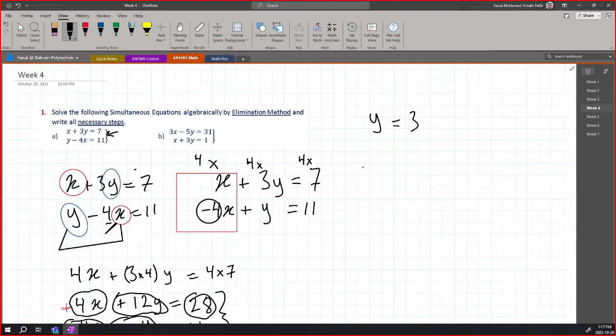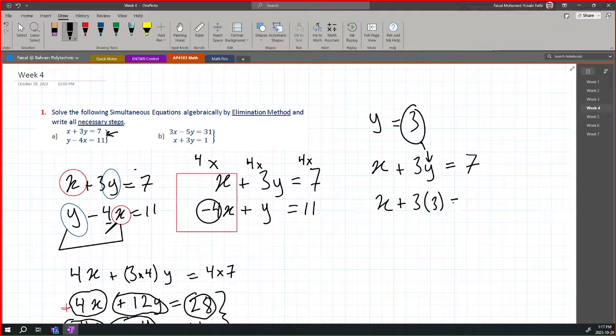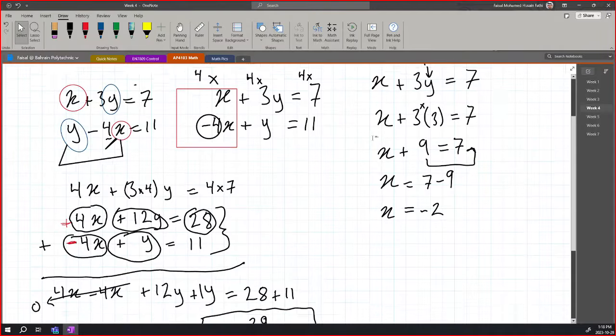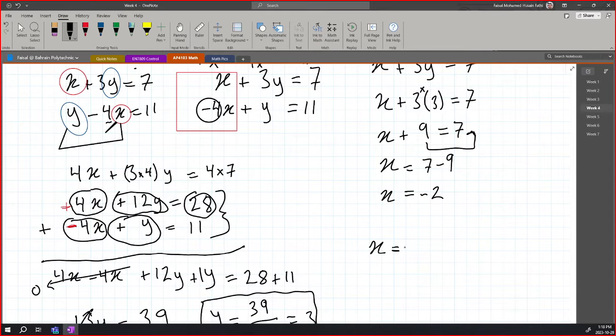So let's, for example, take the first equation, which is x plus 3y is equal to 7. We will substitute for y here, we just put 3 in its place. So x plus 3 into 3 is equal to 7. This is basically multiplication. X plus 3 times 3 is 9, is equal to 7. And x is equal to, if we take the 9 to the other side, 7 minus 9. So x is equal to minus 2. And now we found the solution to the equation. Our x is equal to minus 2, and our y is equal to 3.